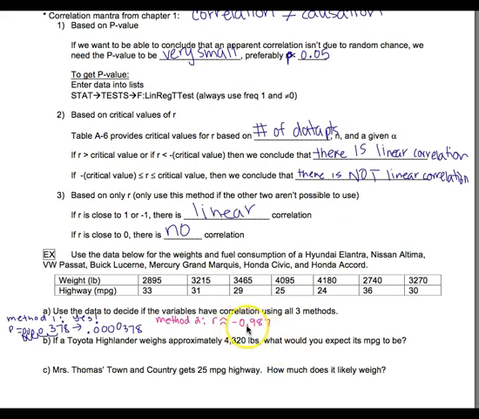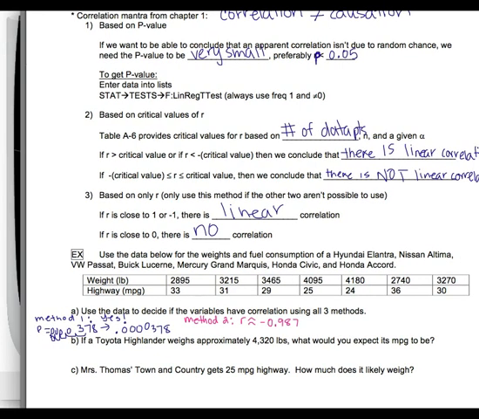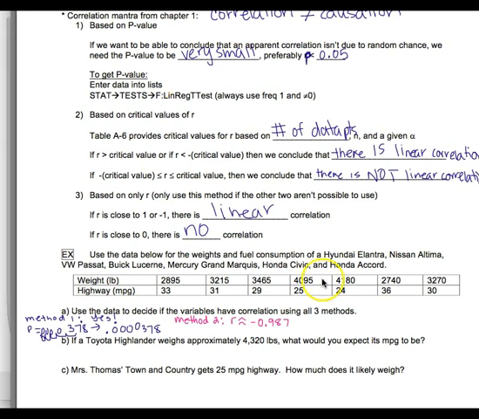We have seen that R is approximately negative 0.987. With method 2, we compare R to the critical values. So now I pull up the critical values from table A6, maybe, if I can find it. Find the window.